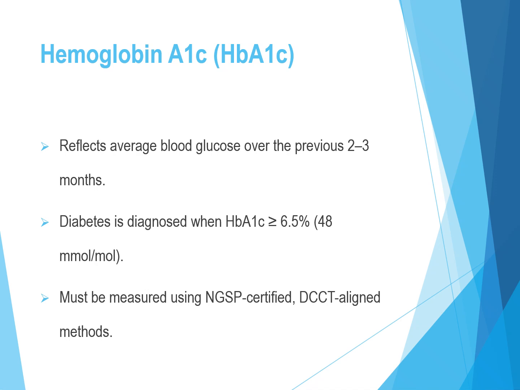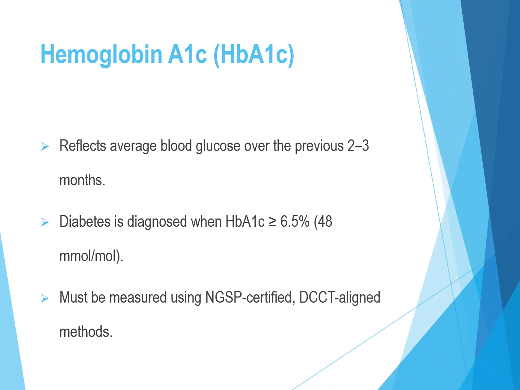Earlier, we discussed the oral glucose tolerance test and its utility in detecting post-challenge hyperglycemia. This brings us to another important question: is there a test that reflects long-term glucose exposure without requiring fasting or a glucose challenge? Hemoglobin A1c, commonly called HbA1c, answers this need. It measures the percentage of hemoglobin molecules that have glucose bound to them, reflecting average blood glucose over the previous 2 to 3 months. Unlike fasting blood sugar or OGTT, HbA1c provides a broader picture of glycemic control rather than a single point in time.